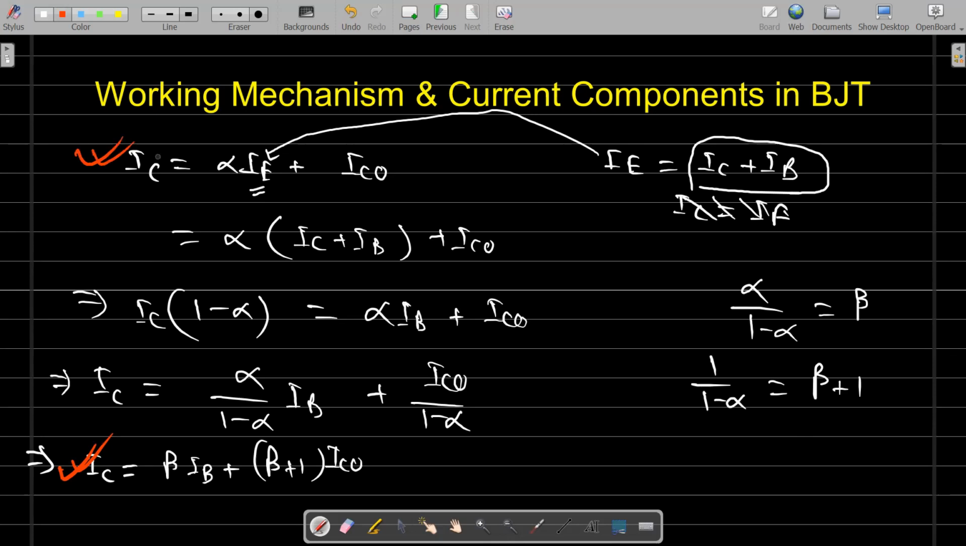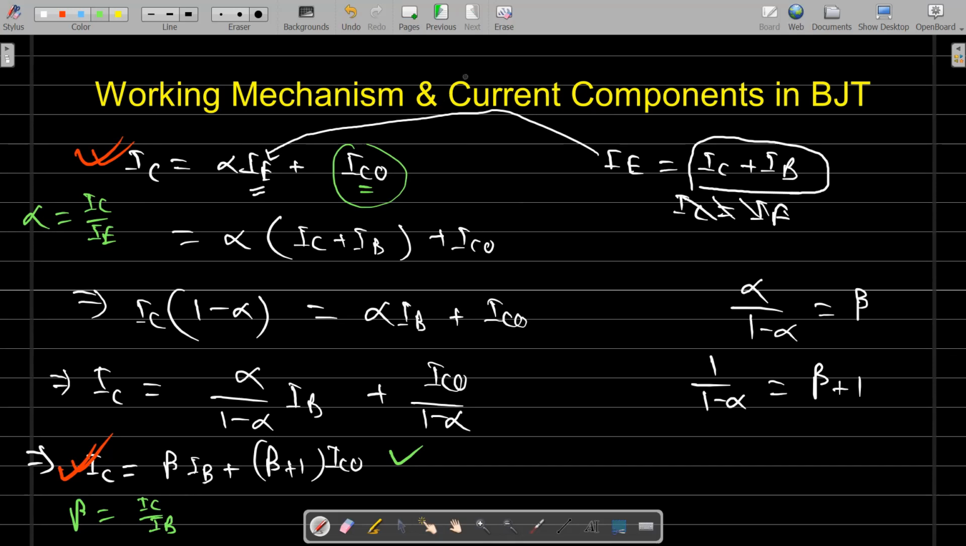So this is one equation, and after replacing all those values, we got another equation. Now from this equation, since the value of leakage current is small compared to the other part, neglecting the ICO here, we can just write alpha equals IC by IE. And in this equation, beta equals IC by IB, neglecting leakage current ICO. So basically alpha and beta are both ratios of two currents, so they are current gains.